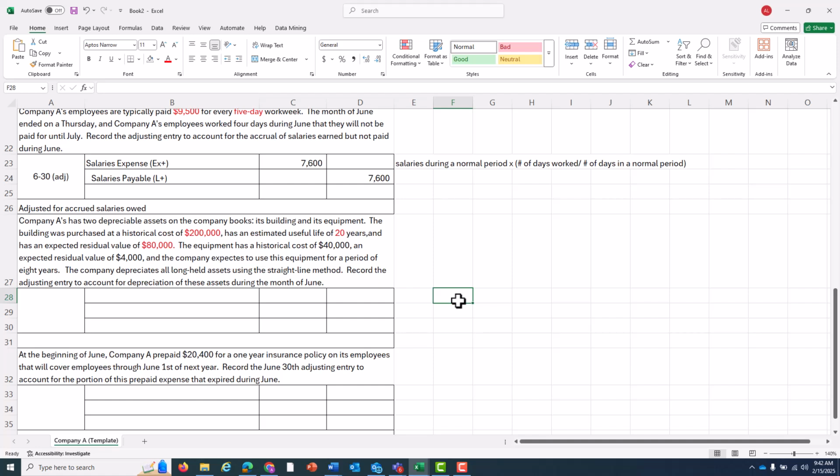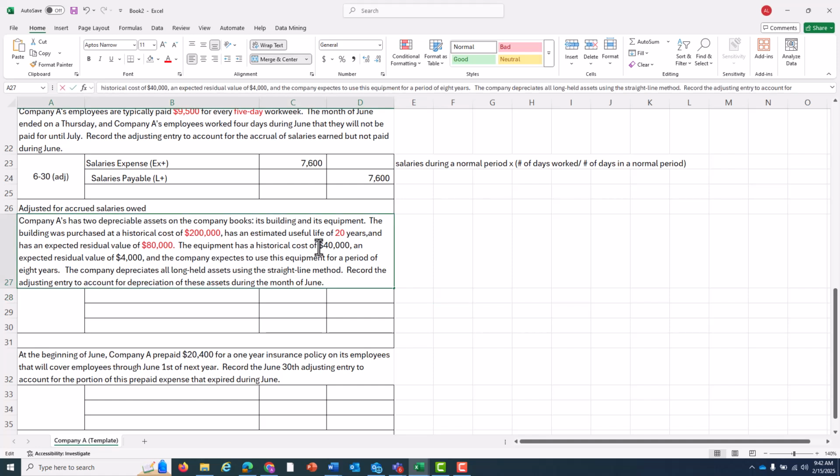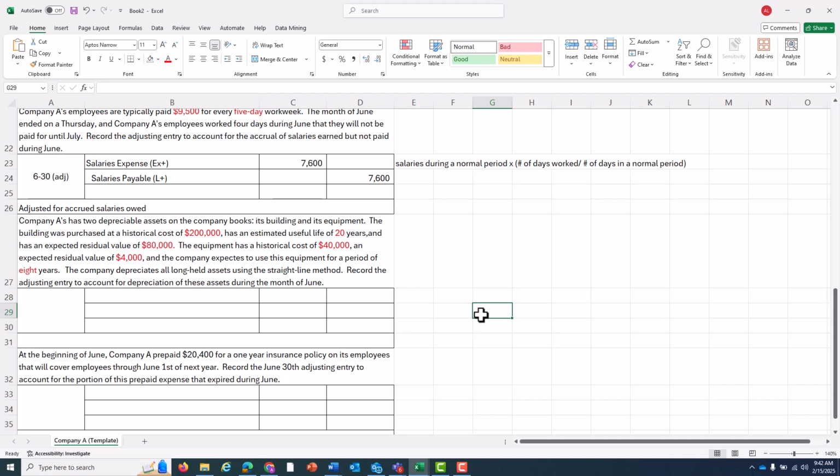Equipment is the other asset that needs to be depreciated. Let's find the same 3 points for that. Our equipment had a historical cost, or original purchase price, if you will, of $40,000. We expect that we're going to be able to sell or scrap this thing for $4 grand at the end of its life. And we are expecting that we're going to be able to use this piece of equipment for 8 years. So we need to find some way to depreciate that.